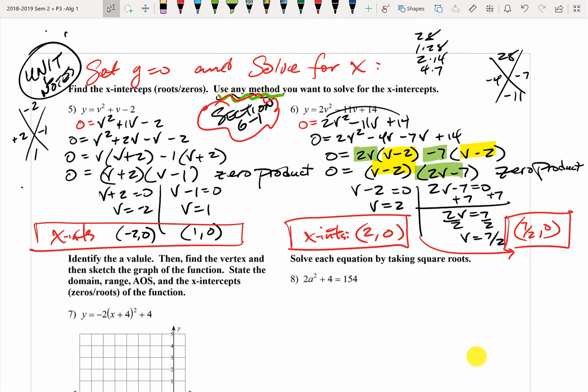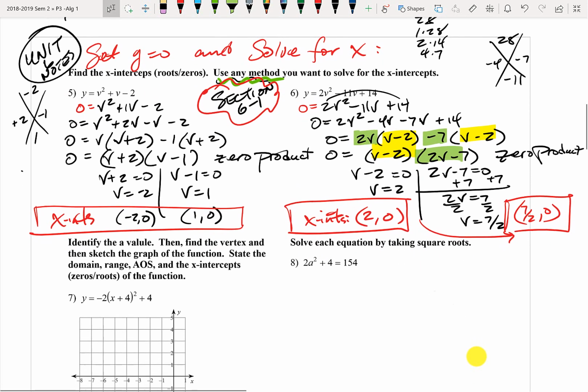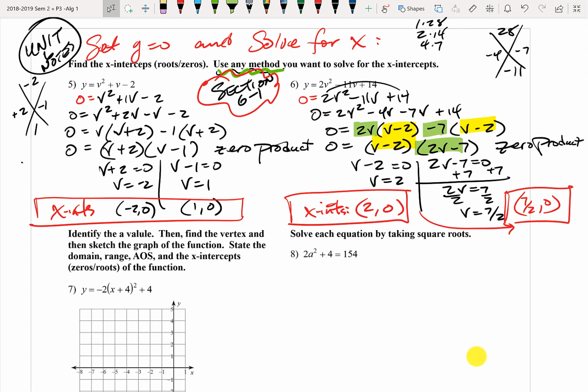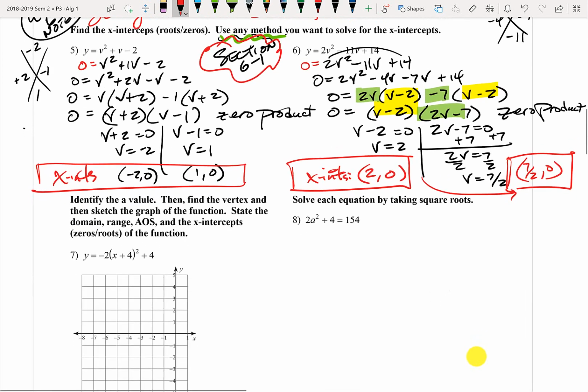So again, I did this by factoring, but you could use the quadratic formula. You could use completing the square. It doesn't really matter. You can't use square roots because you have a b term. You have a middle term here, so you can't use square roots to solve these equations, but you can solve them by factoring, completing the square, and the quadratic formula. It's up to you.